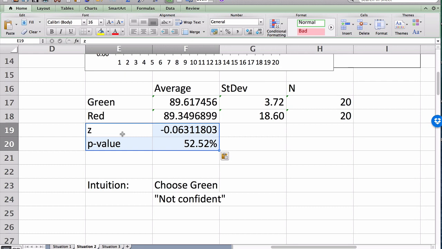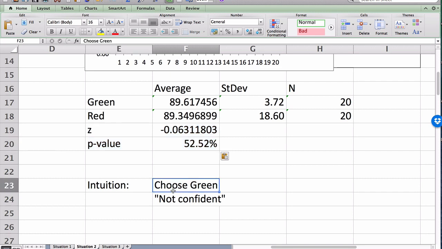Now remember, how do we interpret this p-value? The p-value again is, suppose I had chosen red, then the probability that I would have made a mistake is about 52%. I.e., it's just about as good to flip a coin, and so the math is telling me that there's not a really good reason to choose red. Remember, our intuition was, well, choose green, but just because it's sort of marginally better on average. And in reality, we're not very confident about that.